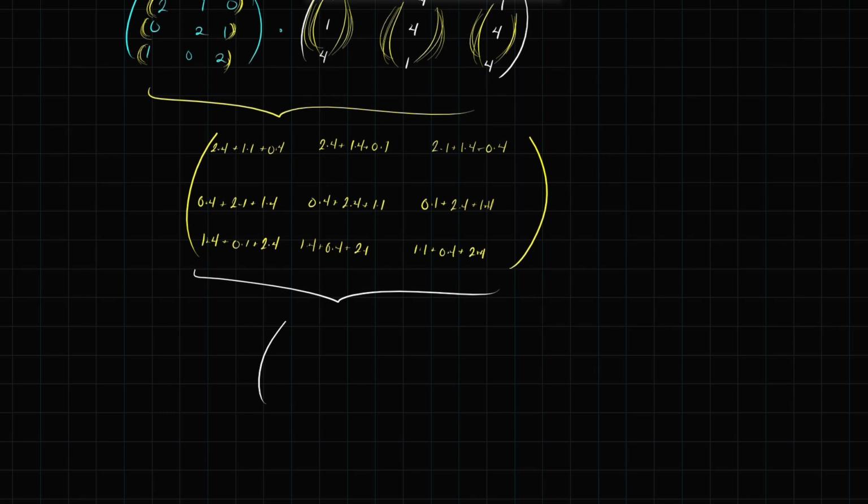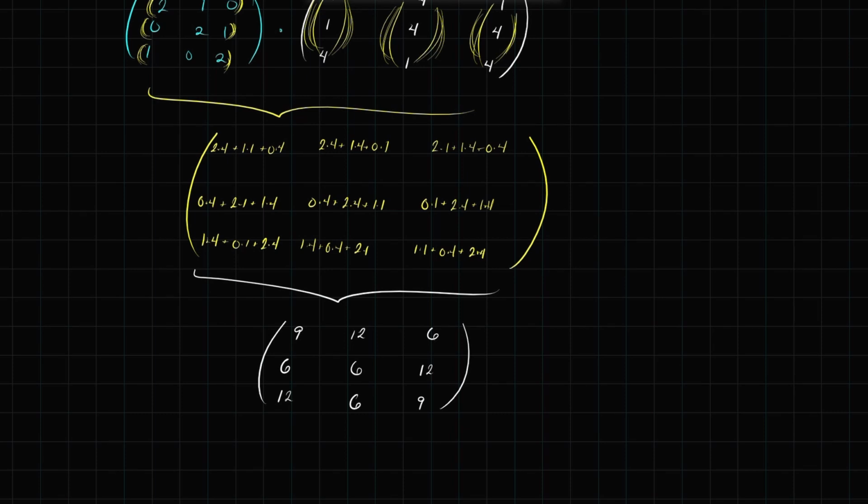It looks like I have 8 plus 1, so 9. I've got 8 plus 4, so 12. I've got 4 plus 2, so 6. I've got 2 plus 4, so 6. Sorry, 8 plus 4, so 12. I then have 8 plus 4, so 12. I have 2 plus 4, so 6. And I have 8 plus 1, so 9.